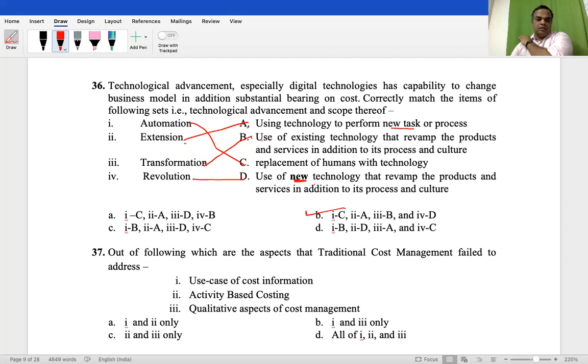Option B is correct. Next, out of the following, which are the aspects that traditional cost management fails to address? Which one is not addressed by traditional cost management? Cost information, activity-based costing, qualitative aspects of cost management. Which one is not addressed by traditional costing? All. D, all.